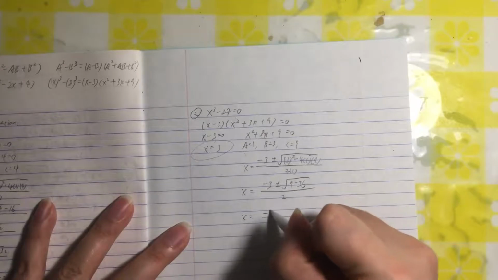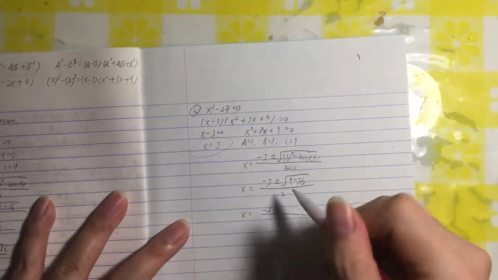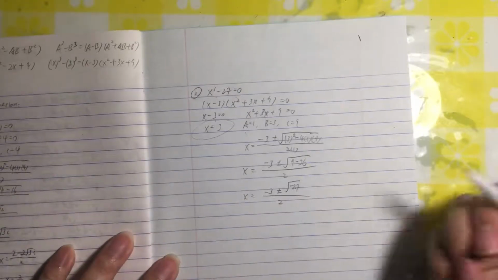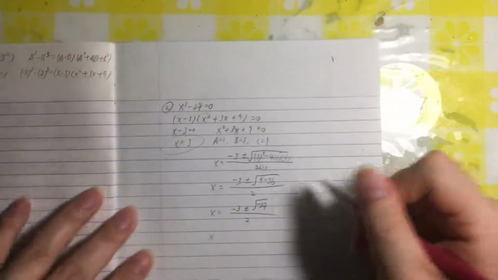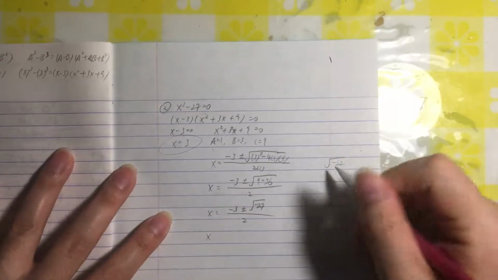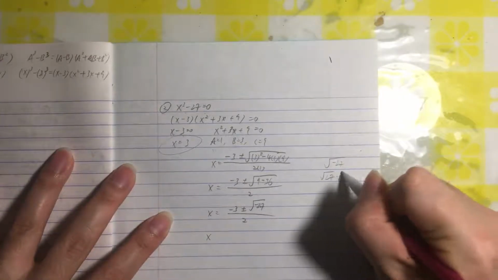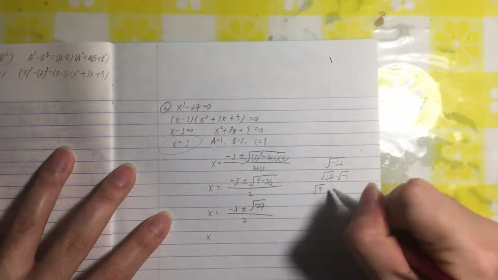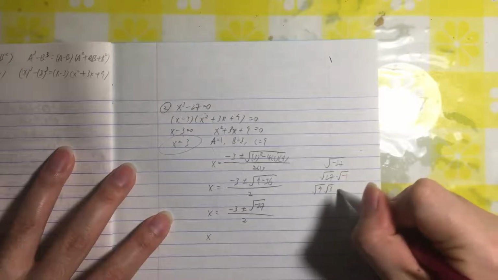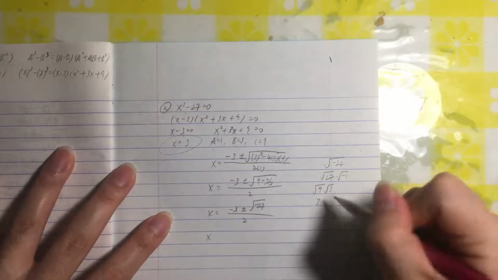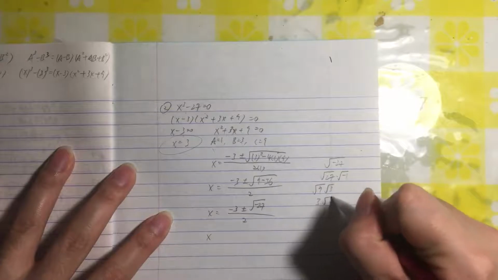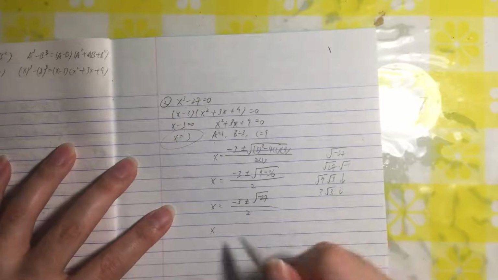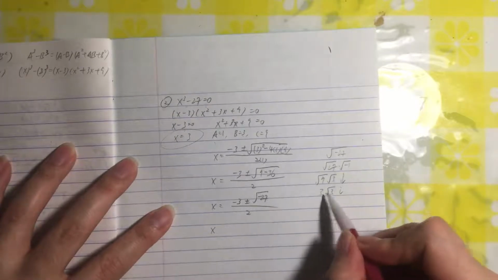Simplify. Negative 3 stays the same. 9 minus 36 is negative 27. Then simplify. Square root of negative 27 can be written as square root of 27 times square root of negative 1. And square root of 27 can be written as square root of 9 times square root of 3. Square root of 9 is 3. Square root of 3 cannot be reduced, so I leave it the way it is. Square root of negative 1 is i. So square root of negative 27 is 3 square root of 3 times i.